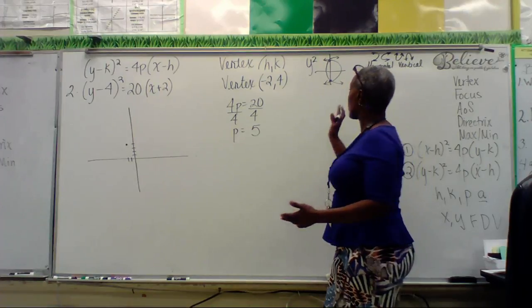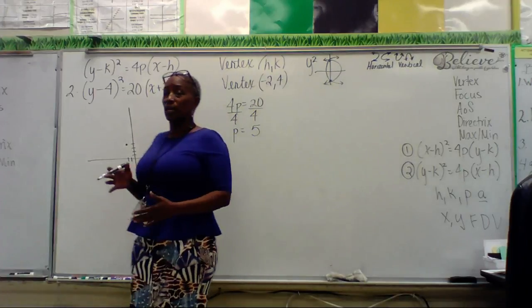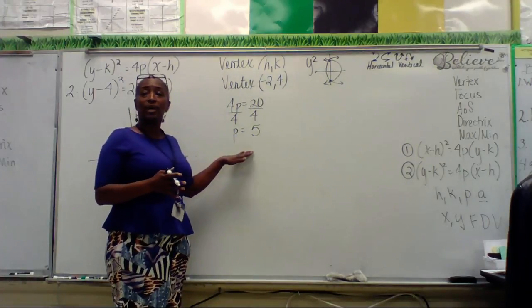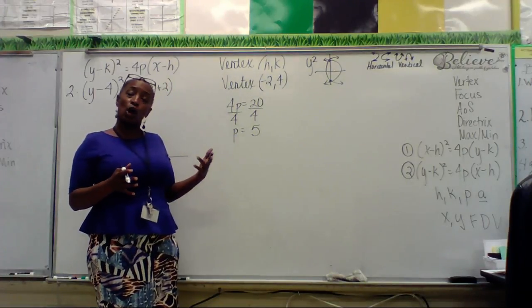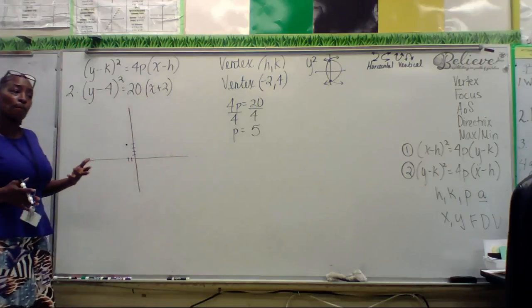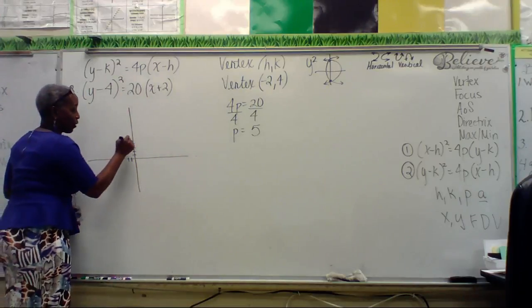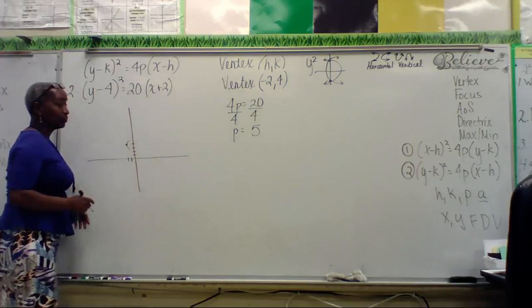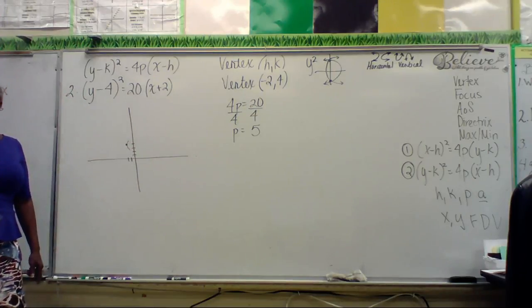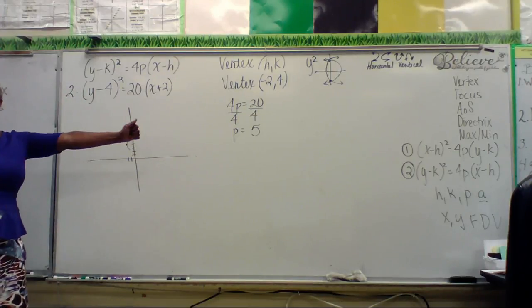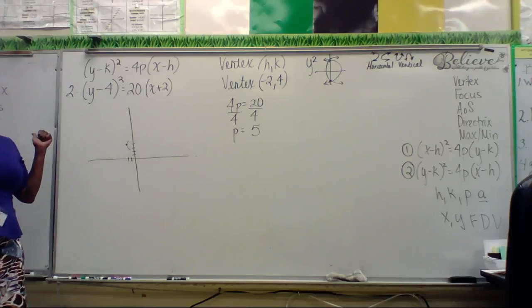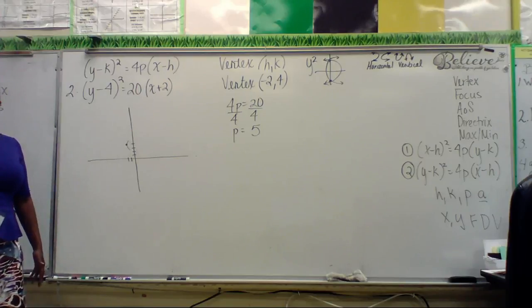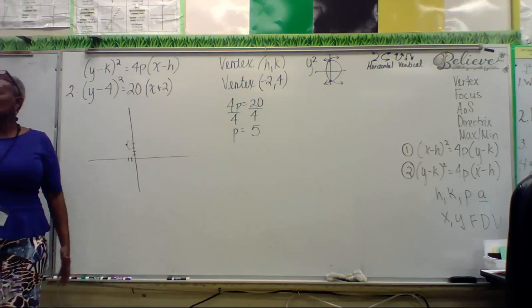Not up or down, but left or right. So this graph is not going to open up or down. It's going to open left or right. Now, because I know that P is positive, I know it's going to open which way? To the right. So I curve it here. Now I can go 5 and do my focus. I can go add 5 for my focus, go back 5 for my directrix, and we put my axis of symmetry in, and we are just so done.